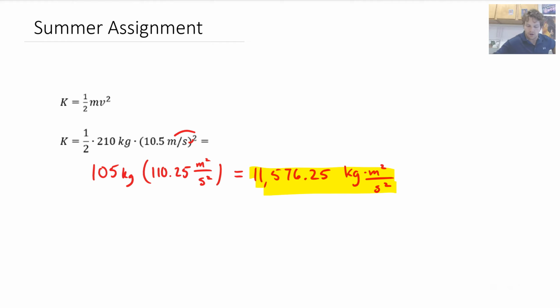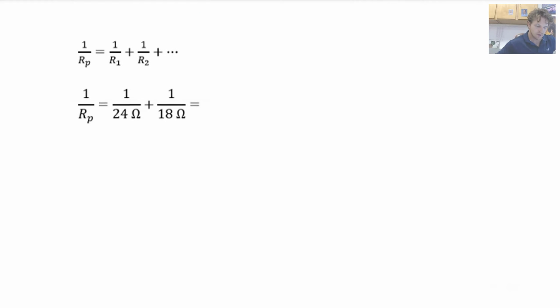Okay? Now, for the next one, just kind of an example problem, here we have some inverse stuff going on. We have 1 over a quantity. And you'll see this later in the year, and this is for parallel resistors. But just to do the math, we want to solve for that variable r sub p. So our final answer should look like rp equals and then something. So we've got to figure out what that is. If you were going to plug this into a calculator, you could put brackets 1 divided by 24 plus brackets 1 divided by 18 and see what that gives you.